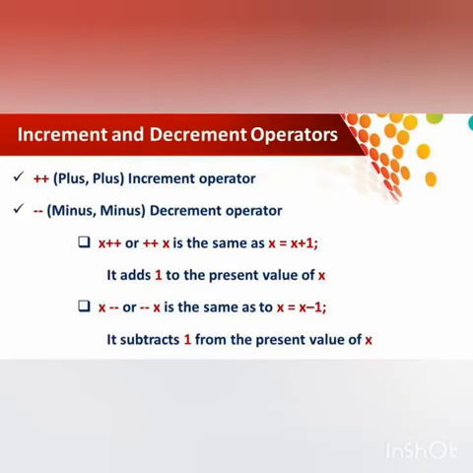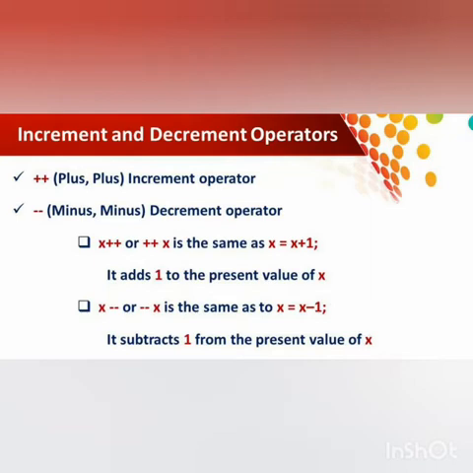The next one is increment and decrement operators. The increment operator is plus plus and the decrement operator is minus minus. The increment operator increases the value of the variable by 1 and the decrement operator decreases the value of the variable by 1. For example, x is equal to 10. When I give x plus plus, here plus plus is the increment operator and it is also a unary operator. Why is it a unary operator? Because it needs only one operand.